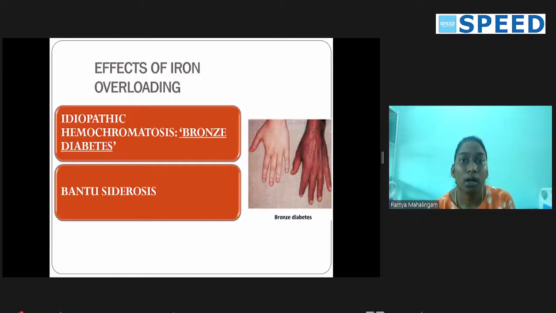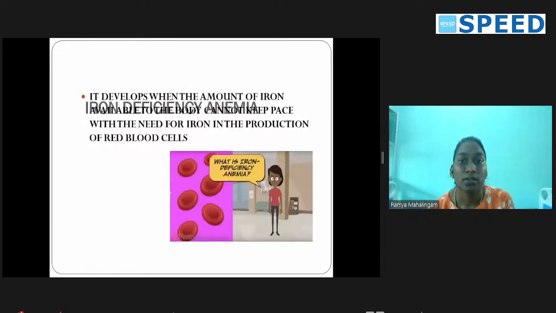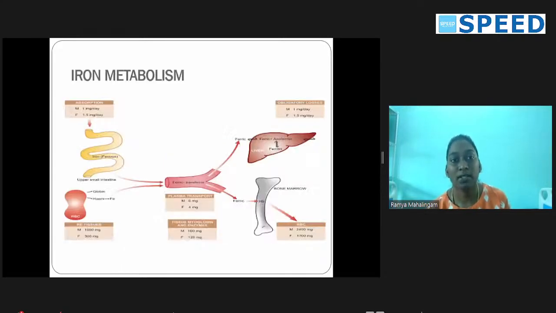So moving on, iron overloading can also cause conditions like bronze diabetes and cirrhosis. Now, iron deficiency anemia, which we have just seen in general. Why does iron deficiency anemia occur? If there is a reduced amount of iron intake, or there is improper absorption, you will finally end up with iron deficiency anemia.